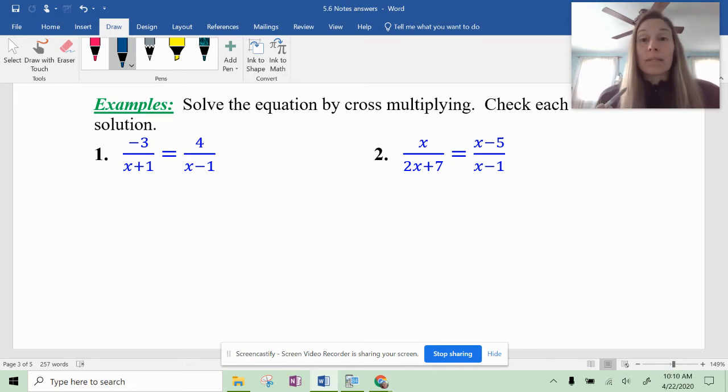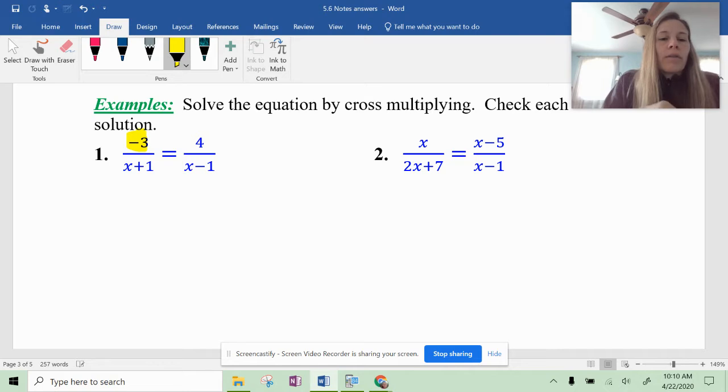It's when you have an equal sign in between the 2 different fractions or rational expressions. So in that case, you're going to take your numerator from the first one and your denominator from the second one, and you're going to multiply those, right? So -3 times, and anything that's a binomial or a trinomial would have to go in parentheses because that -3 is going to get distributed to that.